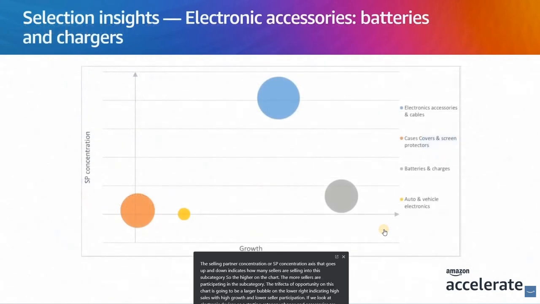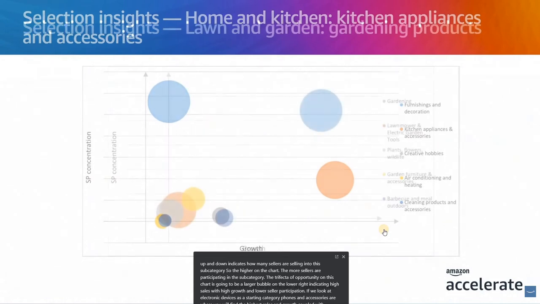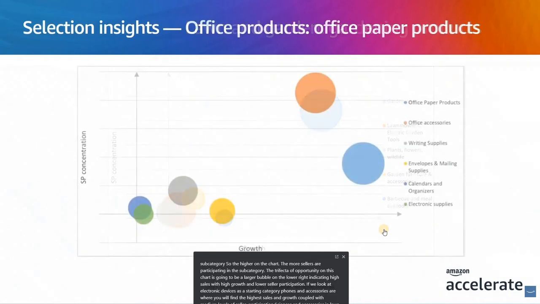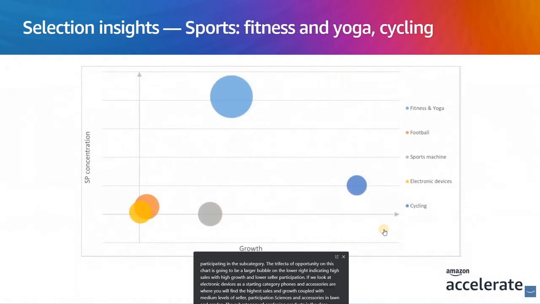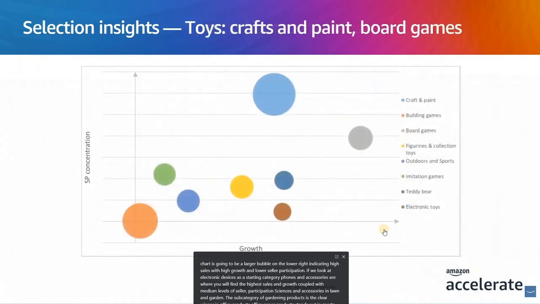In electronic accessories, batteries and chargers stands out. In home and kitchen, it's kitchen appliances and accessories. In lawn and garden, the subcategory of gardening products is the clear winner. In office products, office paper products stands out. In sports, it's fitness and yoga products and cycling products. In toys, crafts and paint, and board games are a huge opportunity.